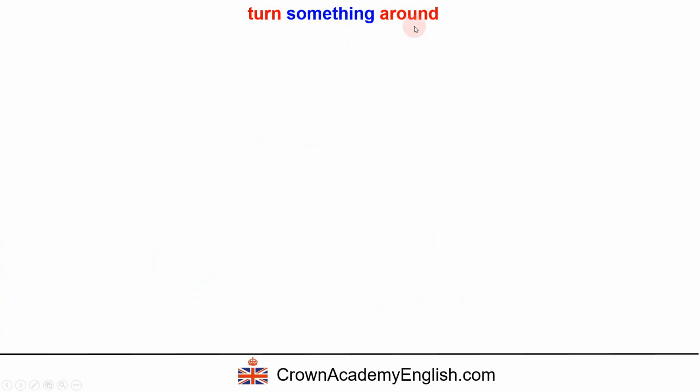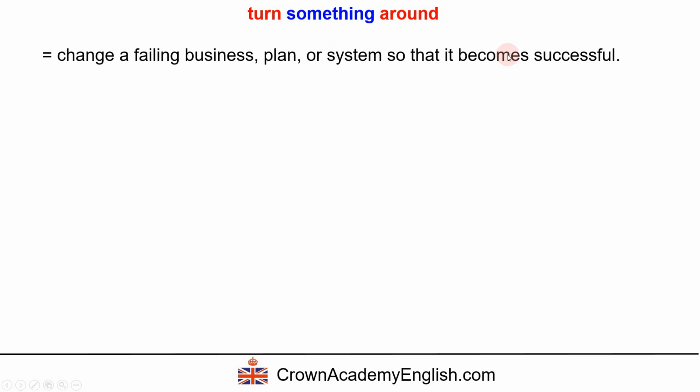Turn something around. So now we have this form, turn something around. And this is a completely different meaning. This means change a failing business, plan, or system so that it becomes successful. Okay, so you have something which is failing. There is a project or a business and it is failing. So you make some changes, and with your changes, now it becomes successful.